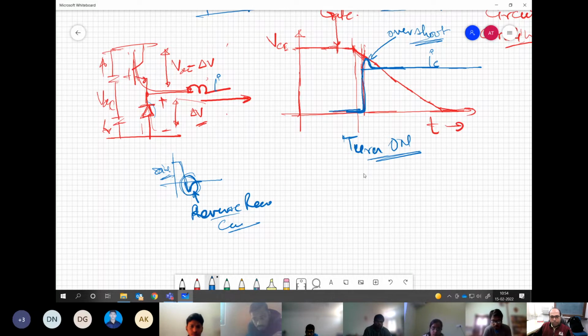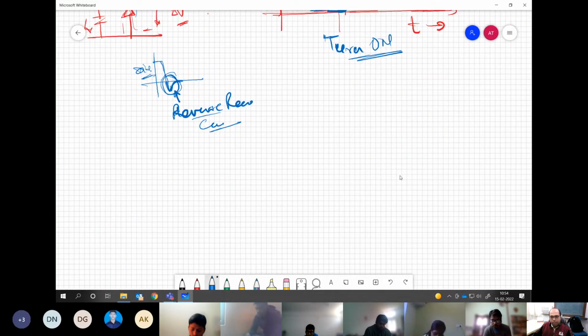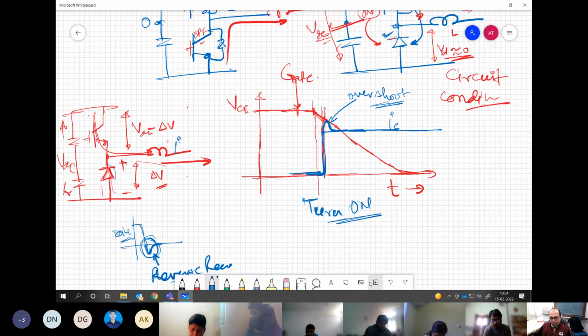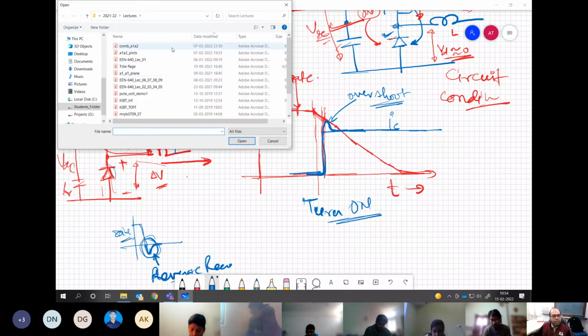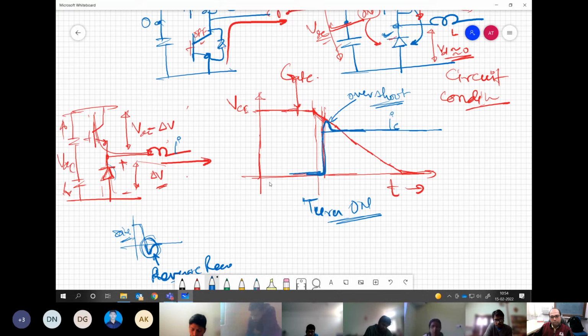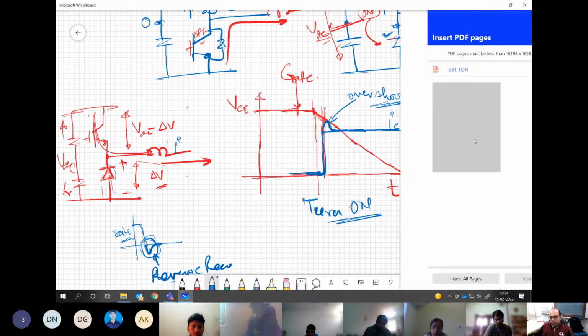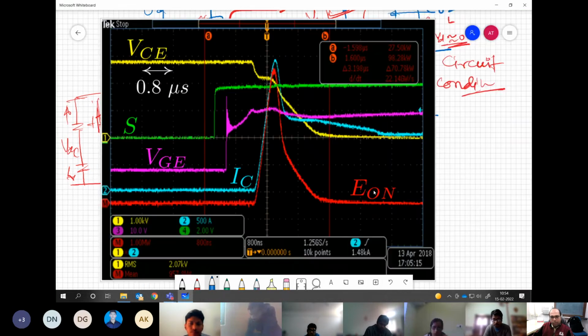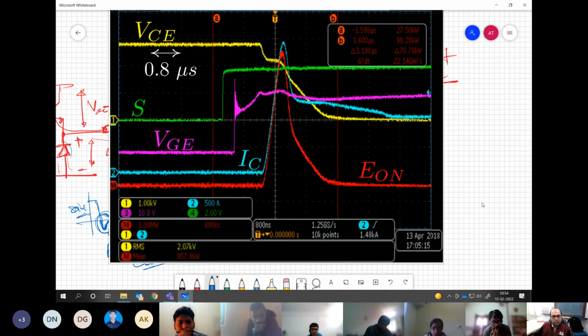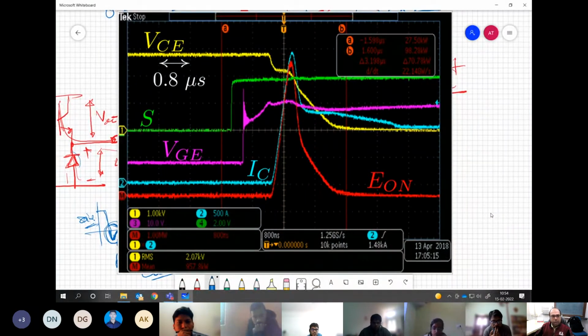Now, let us go the other way, or shall we complete it here? Okay, so let us see a characteristic which is captured in lab actually. This is a practical characteristic which is captured in lab. Let us see how that is. And this is for a high power device. Correct? Are you able to see this? I may not be able to annotate many things on this.